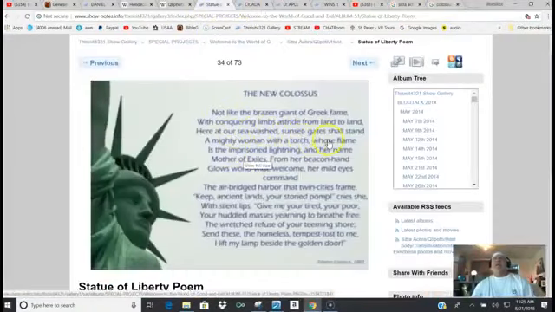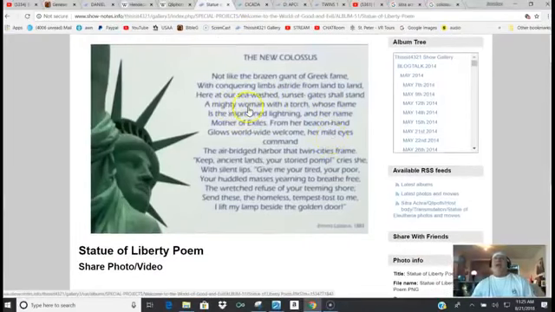Here at our sea-washed sunset gates shall stand a mighty woman with a torch, whose flame is the imprisoned lightning. Guys, we are that imprisoned lightning. And that's why the flame is going through a penis to create host bodies, which is what she's standing on, the kelopot, which is inherently evil, the host body system. That's why the works of the flesh destroy you. This is the greatest knowledge in the world, guys.